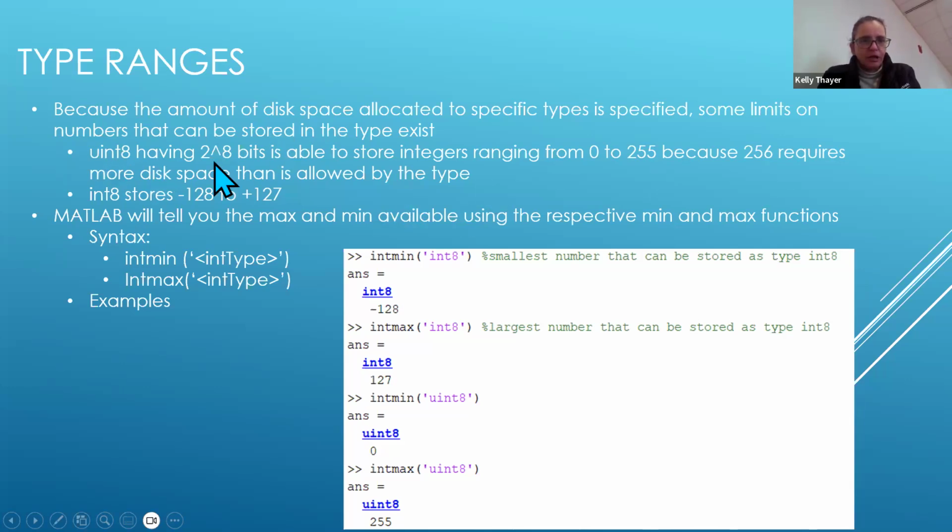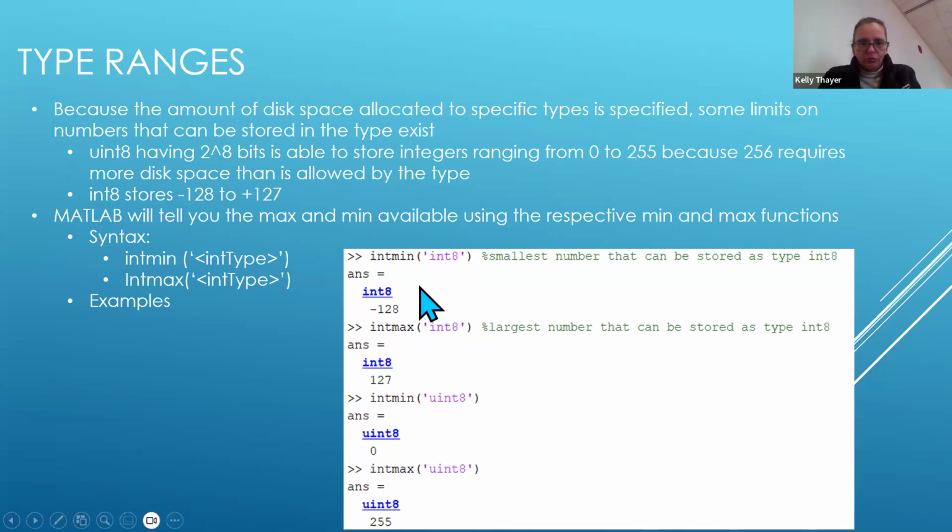So how do we figure this out? Because we know how many bits we have, so we know how much storage space that will require. So you can store in int8 -128 to +127, because this will also make use of the 0th one. MATLAB will tell you the max and min available using the respective min and max functions, or you could also just understand how to calculate this by the combinatorics and the number of bits.